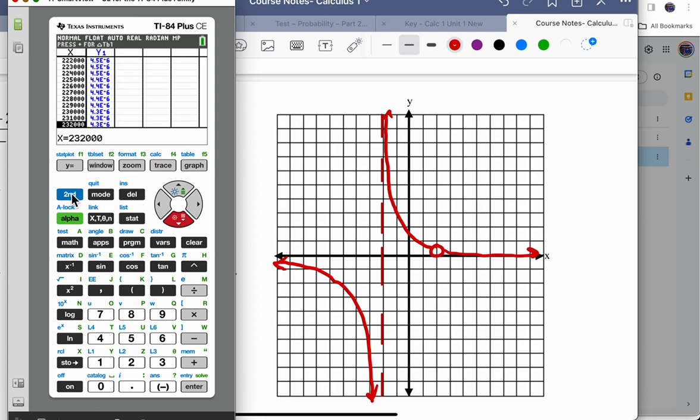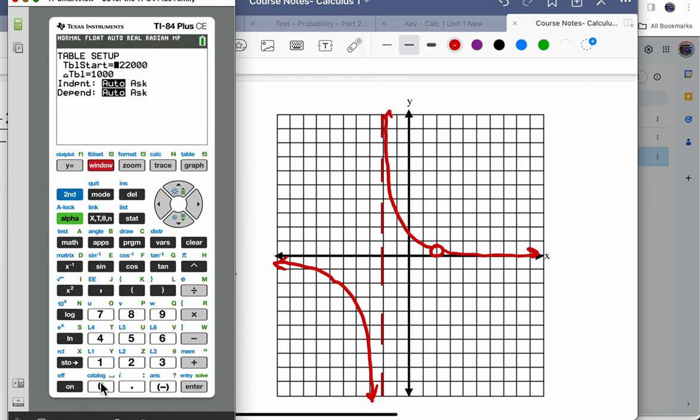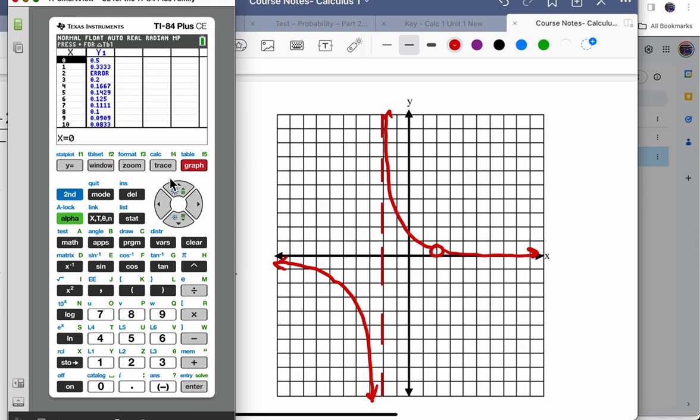All right, but again, you might find yourself getting frustrated. I'm all the way out here at 232,000. Go back into the table set, default it to 0, 1. Now, as it applies to limits, just make sure that your independent and dependent are set to auto. When it comes to finding particular y's when you know an x, or if you know a y and you want to find an x, then you could put it on ask. But for this topic of limits, you're better off having it at auto. All right, so right back to square one.